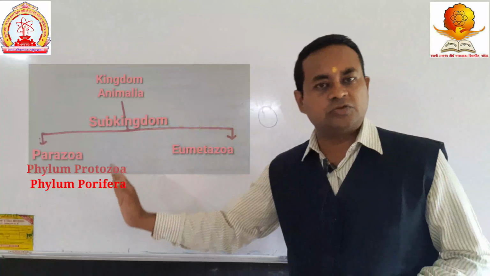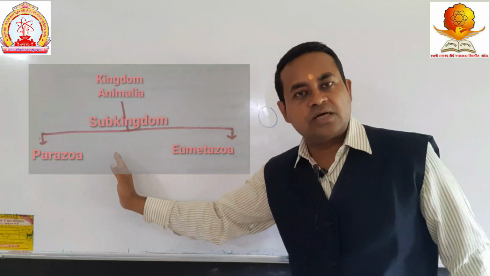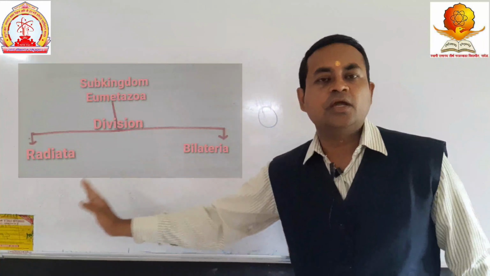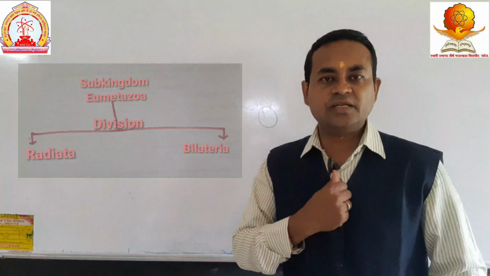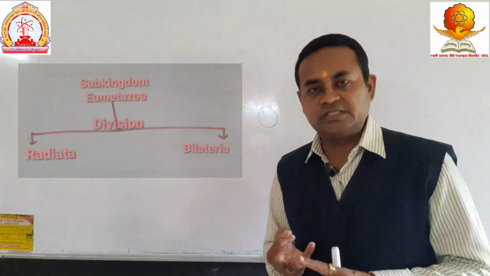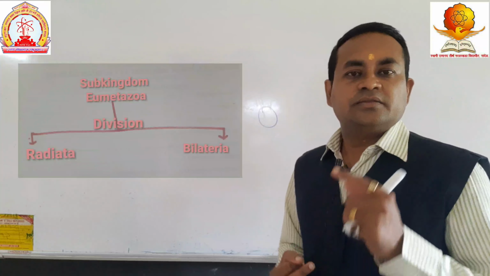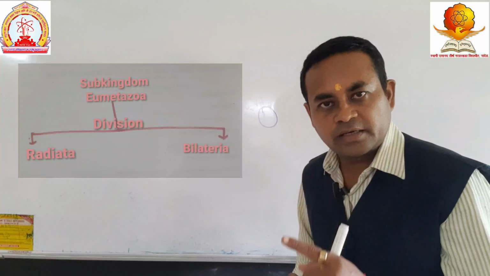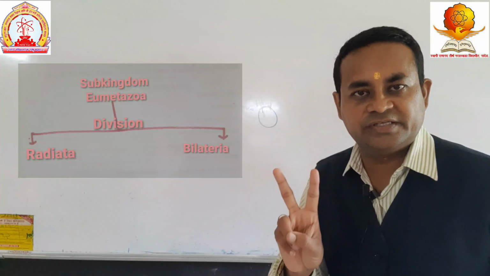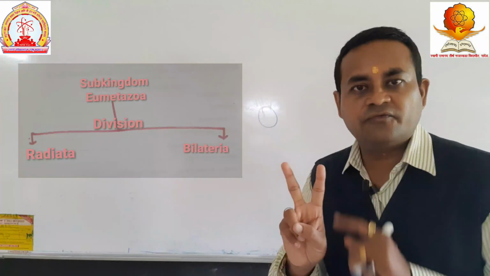Next, eumetazoa. This eumetazoa subkingdom is again divided into two divisions. First one is the radiata and the next one is the bilateria. Means the eumetazoa subkingdom is divided into two divisions: the bilateria and the radiata.